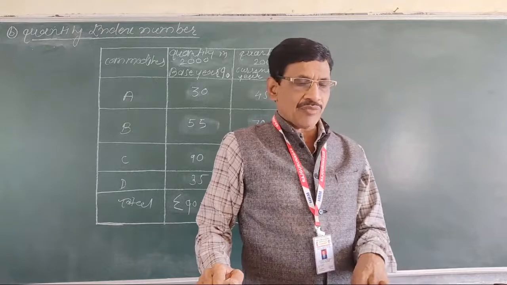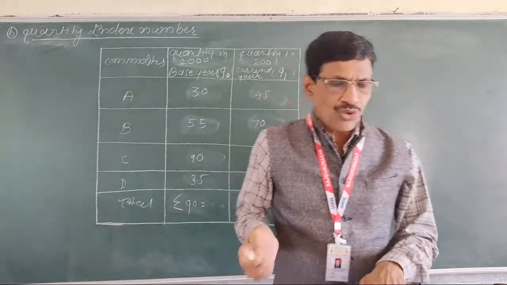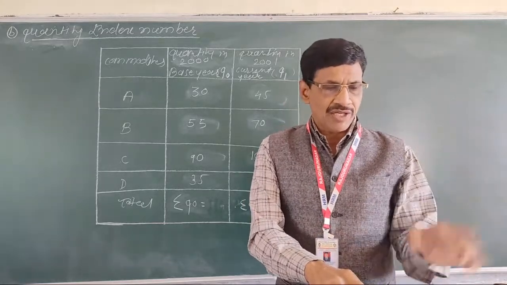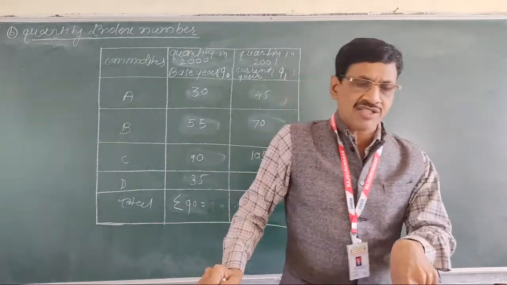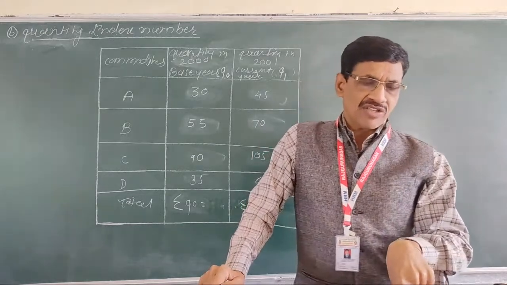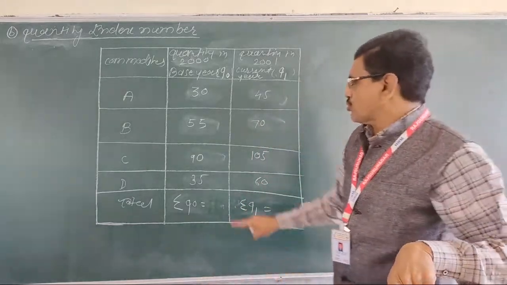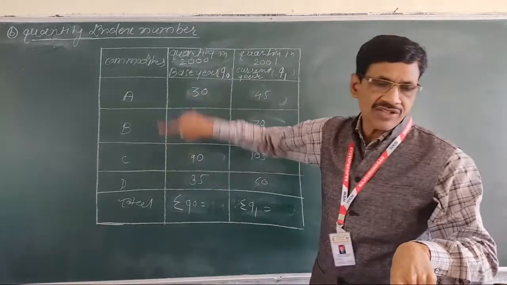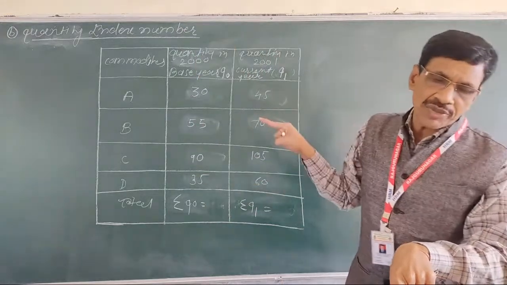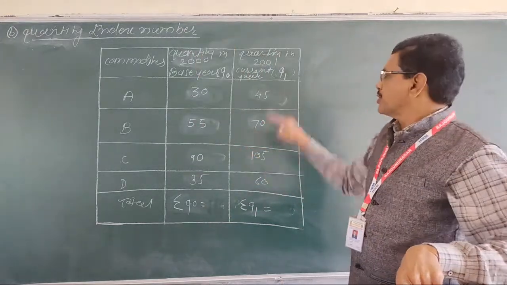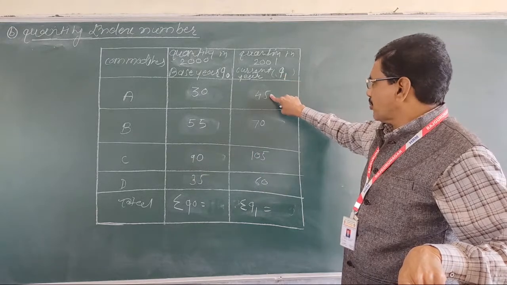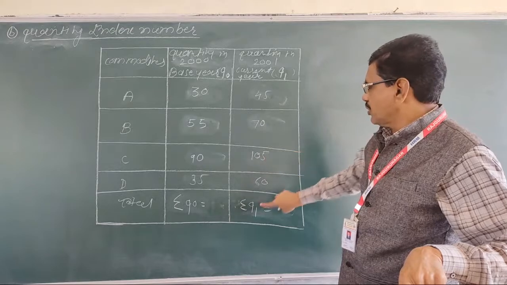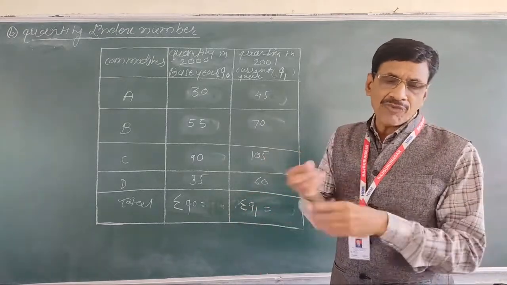Okay, so what is the formula to construct the quantity index number using the simple method from the given data? First, add the quantities of the different commodities of the base year to derive summation Q0: add 30 plus 55 plus 90 plus 35. Second step is to add the quantities of the different commodities of the current year, summation Q1: 40 plus 45 plus 70 plus 105 plus 60. Then apply the formula.